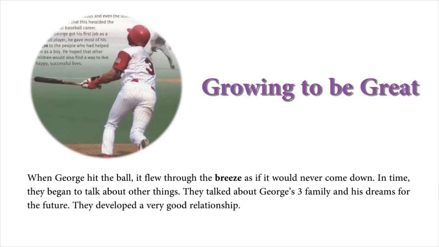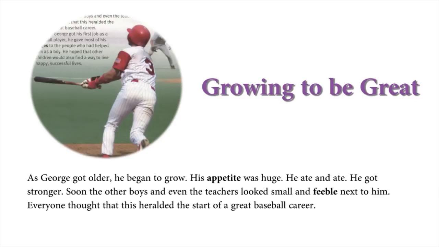In time, they began to talk about other things. They talked about George's family and his dreams for the future. They developed a very good relationship. As George got older, he began to grow. His appetite was huge. He ate and ate. He got stronger. Soon the other boys and even the teachers looked small and feeble next to him.